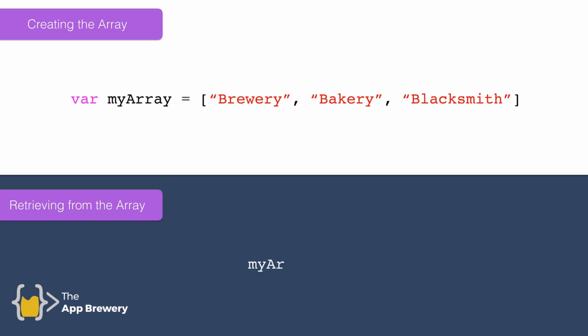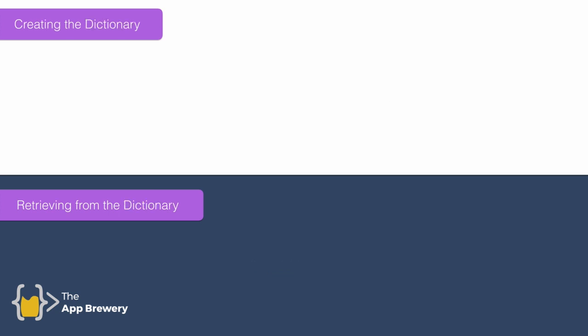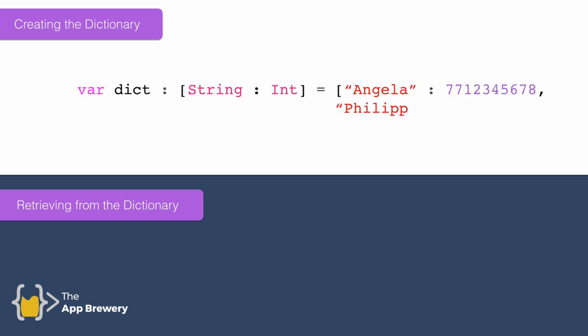Then when we had to retrieve an item from the array, we used the name of the array, and then we added a set of square brackets at the end, and we put in an index value, a number that pointed to the item that we wanted from the array. So in this case, this particular line of code would actually retrieve the word brewery. Now, how does it work for dictionaries? Well, in this case, our dictionary would be defined like so. So it's a string int dictionary.